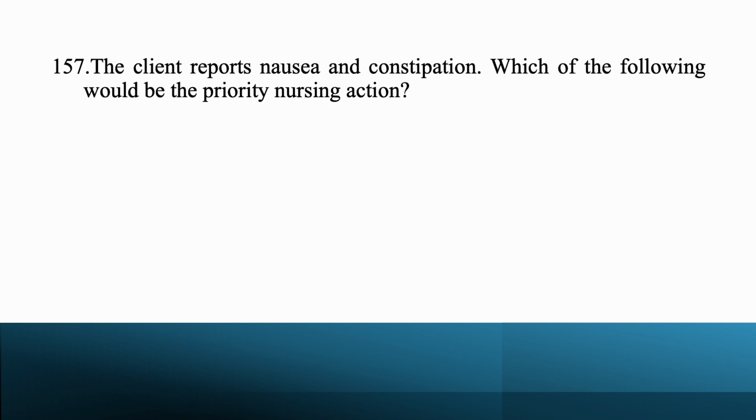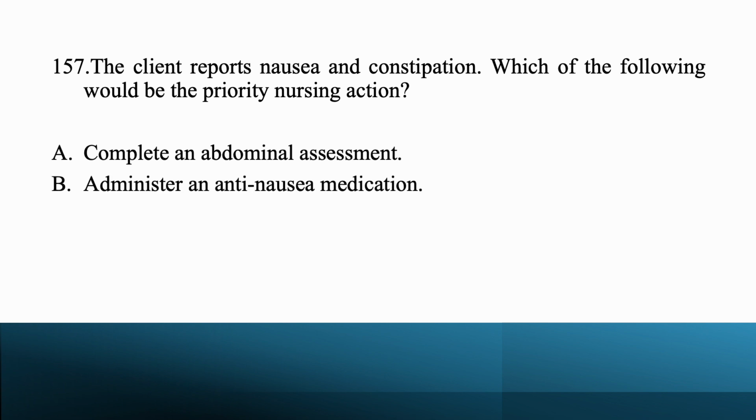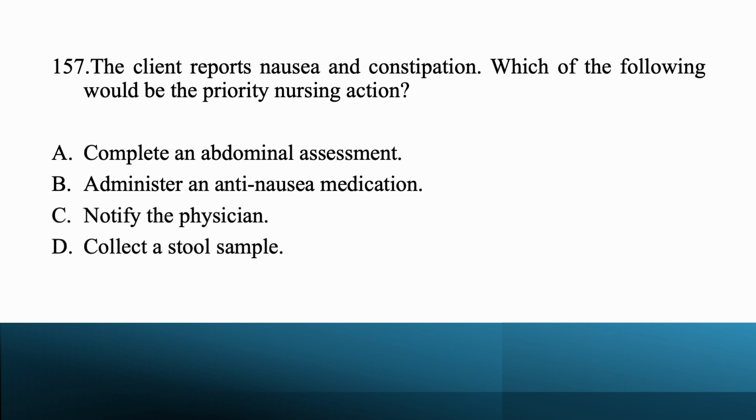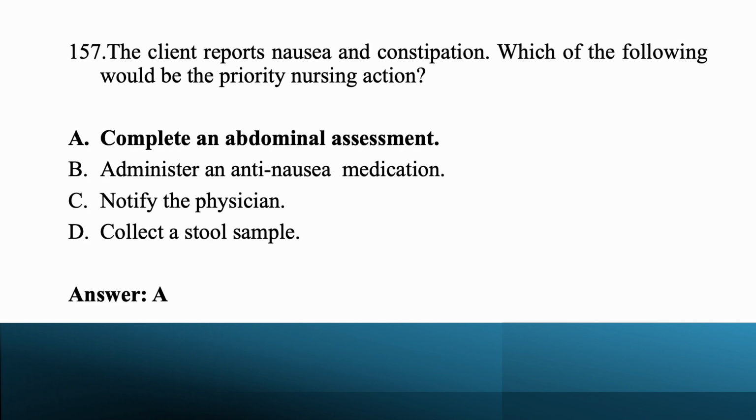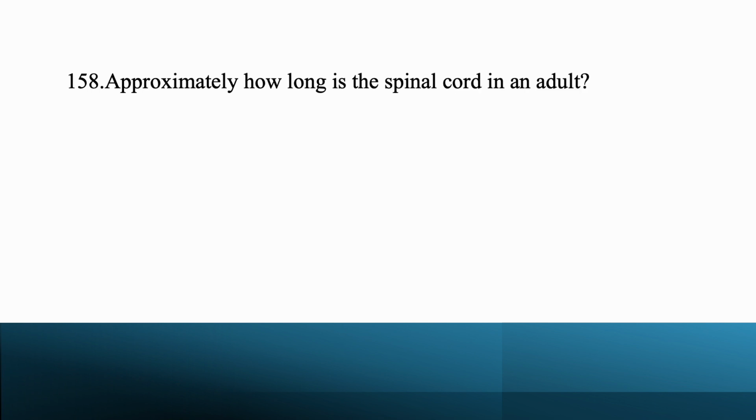Question number 157. The client reports nausea and constipation. Which of the following would be the priority nursing action? Option A. Complete an abdominal assessment. Option B. Administer an anti-nausea medication. Option C. Notify the physician. Option D. Collect a stool sample. The correct answer is option A. Complete an abdominal assessment.